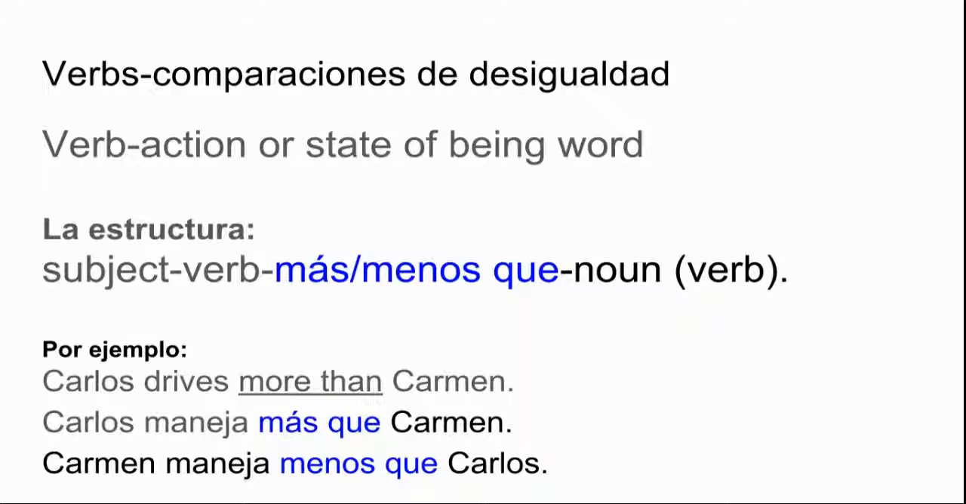So verbs, let's talk about verbs. A verb is an action word or state of being word, but when we're comparing the actions, obviously it's going to be the action. La estructura, we'll have a subject, a verb, then we'll have either más que and another noun or menos que and another noun. Por ejemplo, Carlos drives more than Carmen. Carlos maneja más que Carmen. And we can switch it around, like on all of them. Carmen maneja menos que Carlos.